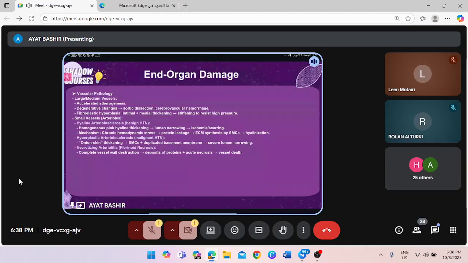Because you have high blood pressure, this will lead to thickening of the intima and media, يعني عشان تقدر resist the high blood pressure. But for the small vessel, what will happen? Either we have hyaline arteriosclerosis, hyperplastic arteriosclerosis, or necrotizing arteriolitis. The hyaline arteriosclerosis occurs in benign hypertension, which is a pink hyaline thickening. This will lead to lumen narrowing and ischemia for the organ that it supplies.